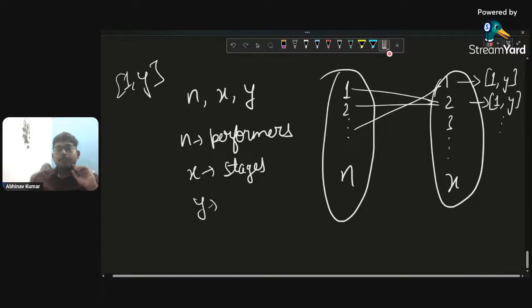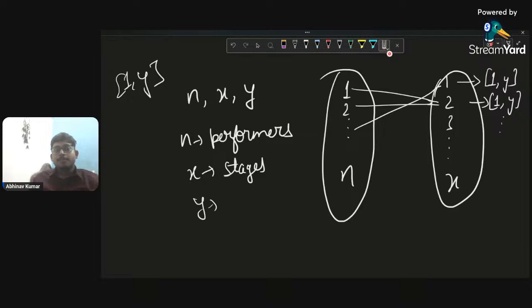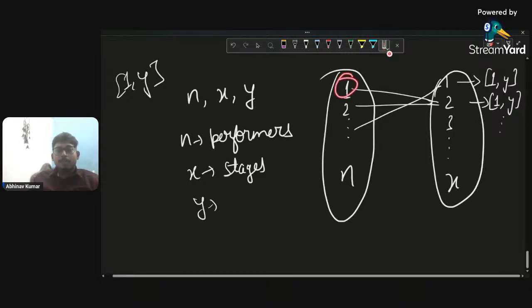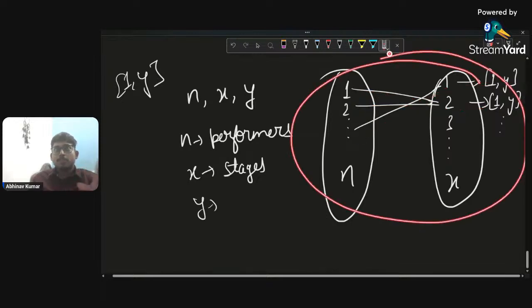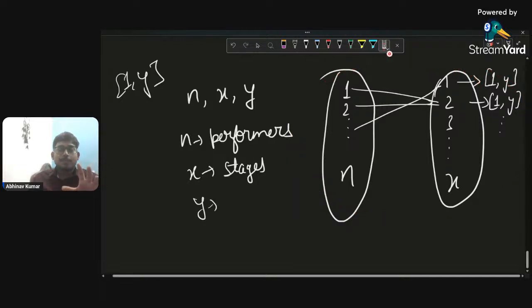Now after the performances, after the scores are received, you need to find... There can be multiple ways in which every performer can be assigned stages, and then after they perform there can be multiple ways in which they can be assigned scores. So finally there can be multiple ways of doing it. Let's say through one particular stage assignment and one particular score assignment, that is called a single performance, a single way of performance.